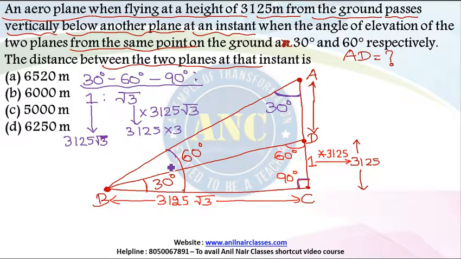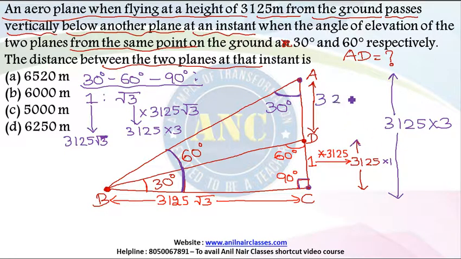That means opposite to 60, the bigger side here, is nothing but side AC. That entire side AC is 3125 into 3. That is the value of AC. Now, entire AC is 3125 into 3, and DC is 3125 into 1. So AD should be the remaining 3125 into 2. 3125 into 2 should be the answer, which is nothing but 6250.